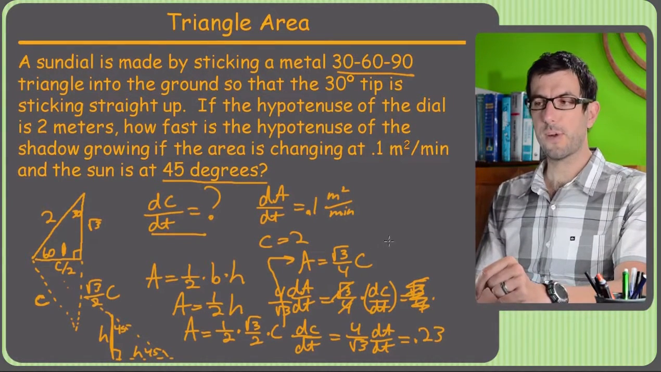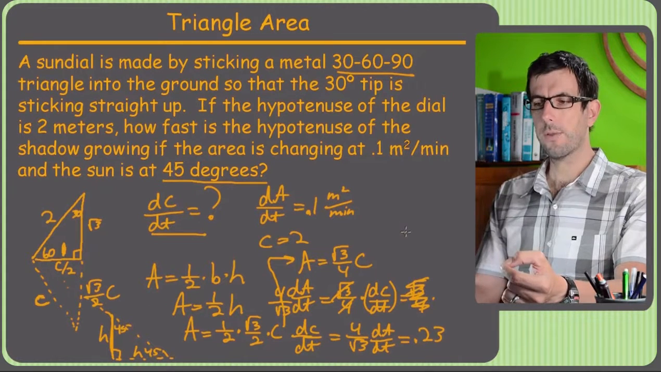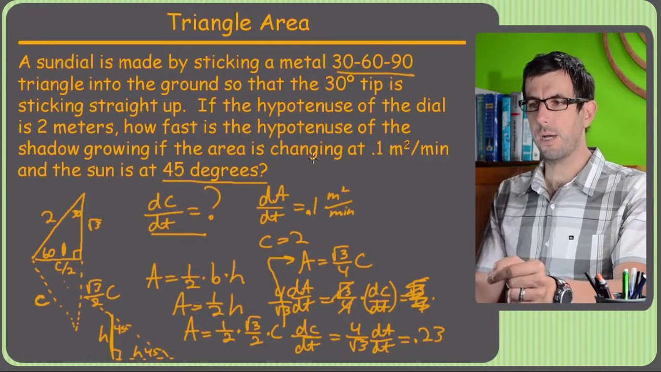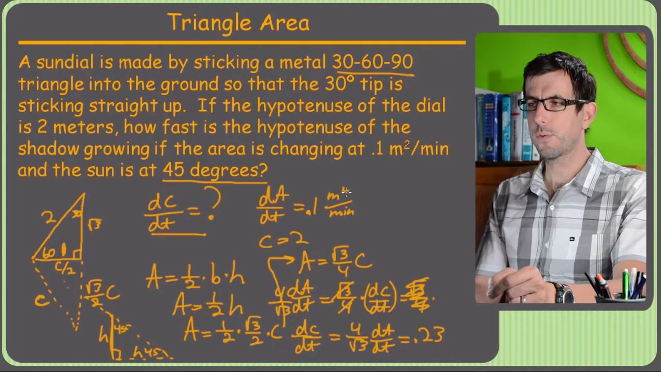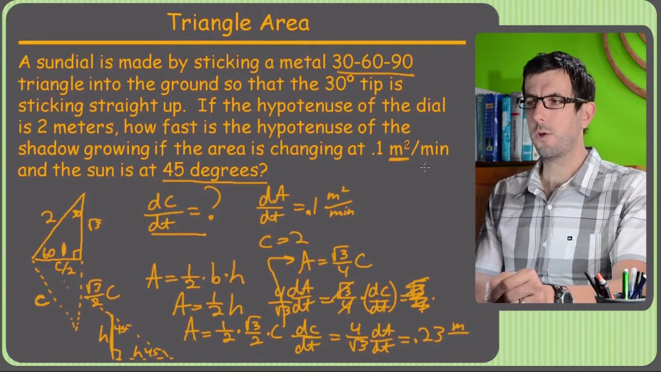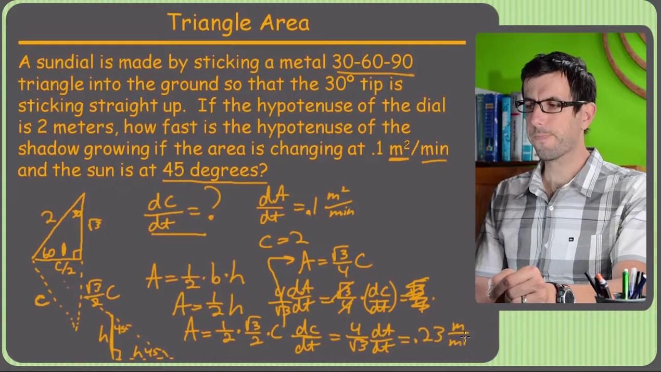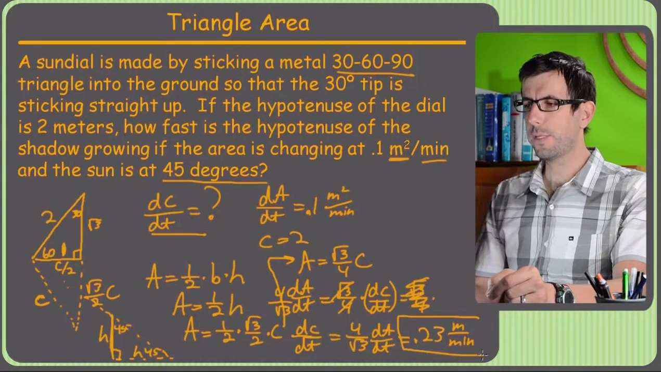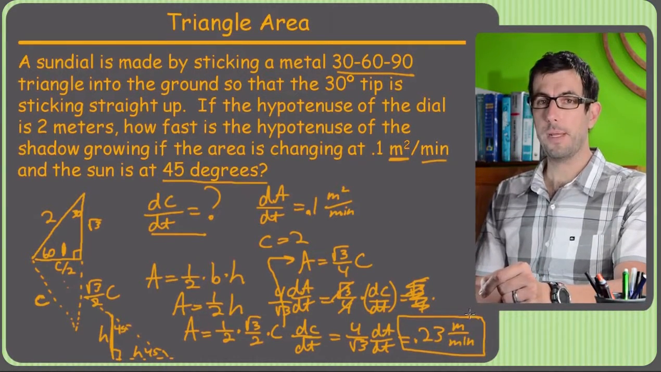And then all we have to do is just figure out the units. What are they? Let's see, we're asking for the rate of change of a hypotenuse, so that's a length. And what were all my units in? Looks like we had meters. So that's meters per, and then what's my unit of time? Seconds? Oops, minutes in this one. So the answer is 0.23 meters per minute.